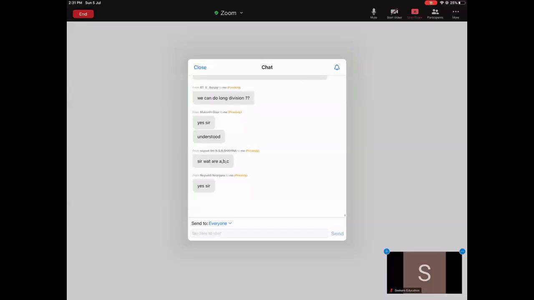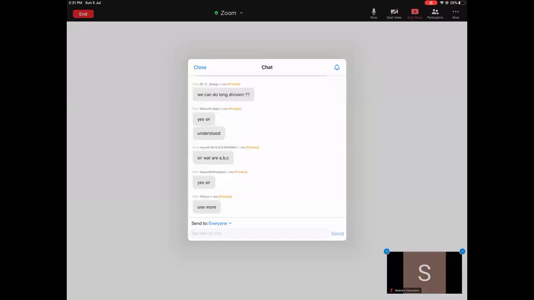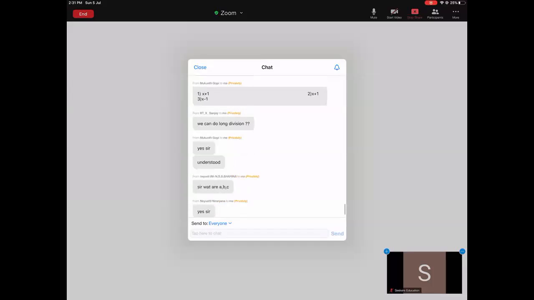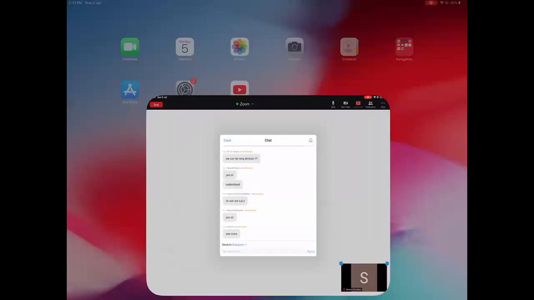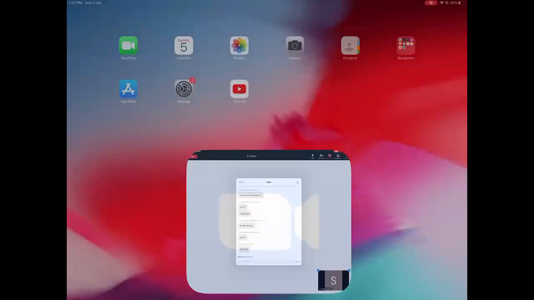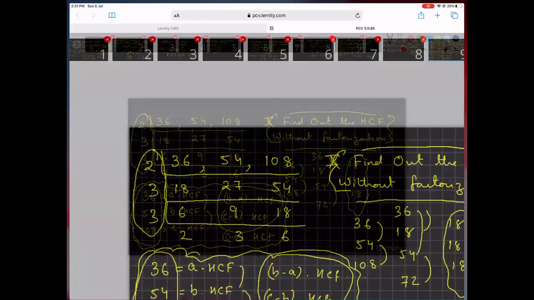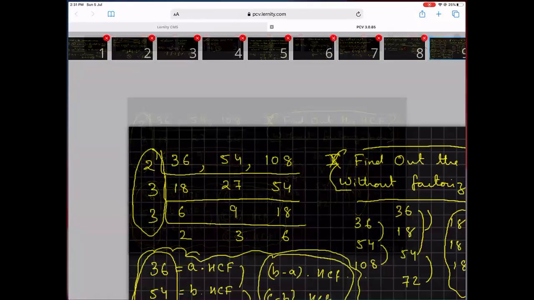A, B, C are some constants. We can do long division, but we want to do them fast. So I'll show you with another, smaller set of numbers, so that we'll understand it better.